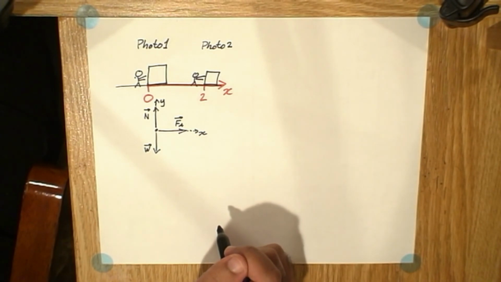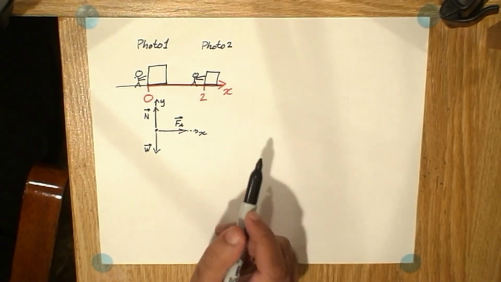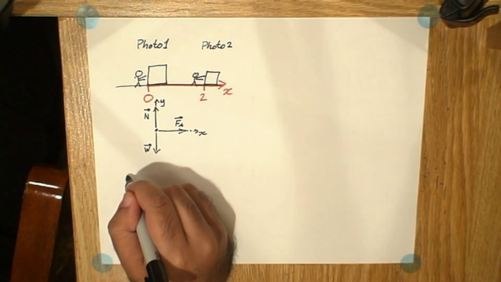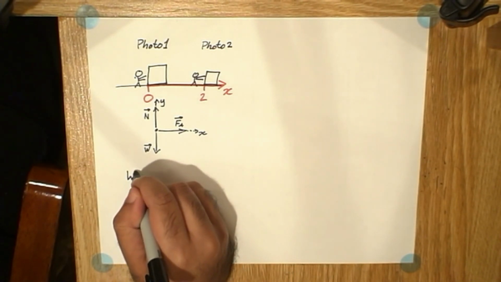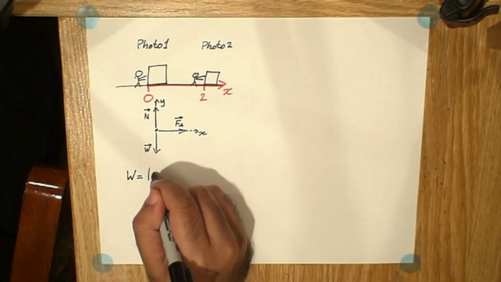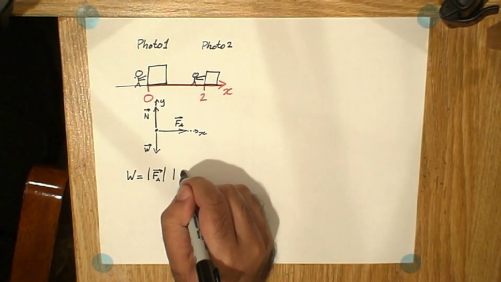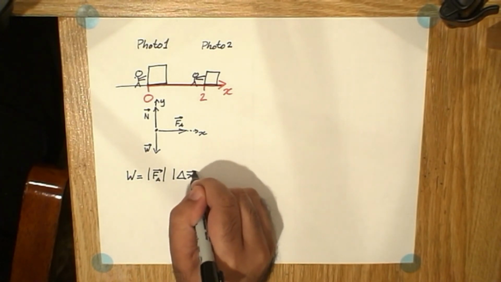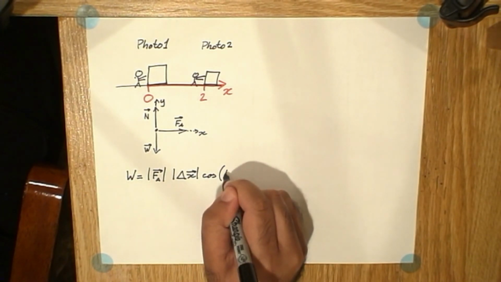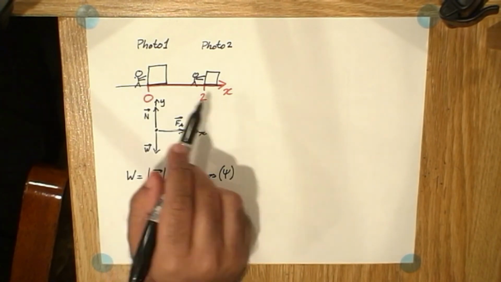Now we're being asked to find out how much work was performed between photo 1 and photo 2. So let us use our formula for work. Work is equal to the size of the applied force times the displacement of the object times the cosine of the angle between those two quantities.